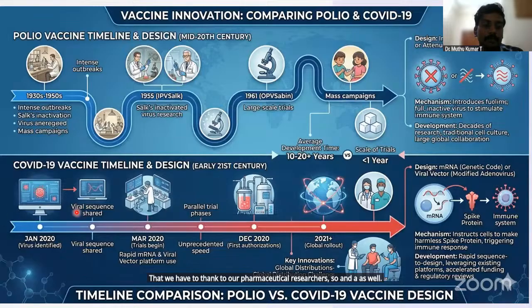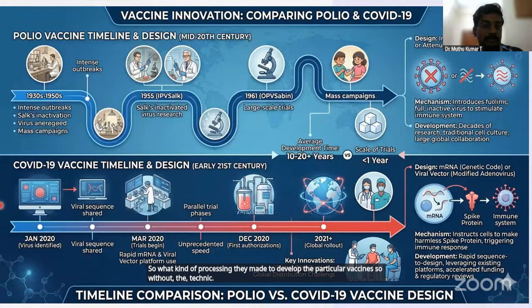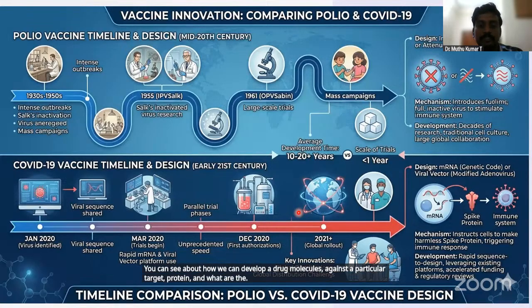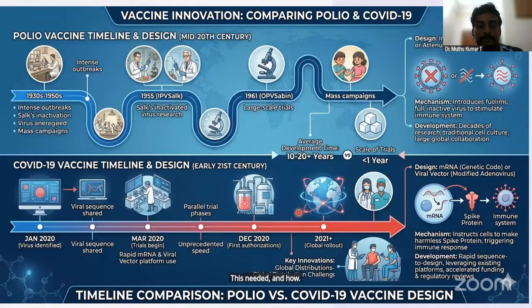What kind of processing did they do to develop the particular vaccines? Without the techniques of computational biology, this would not have happened. In the upcoming slides, you will see how we can develop drug molecules against a particular target protein, what prerequisites are needed, and how we can test the drug inside the computer. We are going to see everything one by one, and what the drawbacks were in the earlier days.